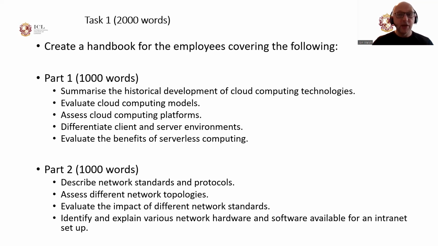So you can see there in task 1, part 1 and part 2, each has bullet points. In part 1 you have 5 bullet points, so you're talking about 200 words per point. And part 2 has 4 bullet points, so you're talking there about 250 words per point to make up the total of 2,000 words.